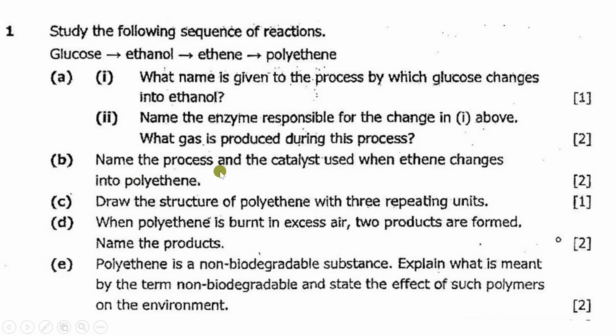Then B, name the process and the catalyst used when ethene changes into polyethylene. When this ethene changes into polyethylene, name the process and the catalyst. What catalyst is used here? So you name the process of changing ethene to polyethylene and also the catalyst used.